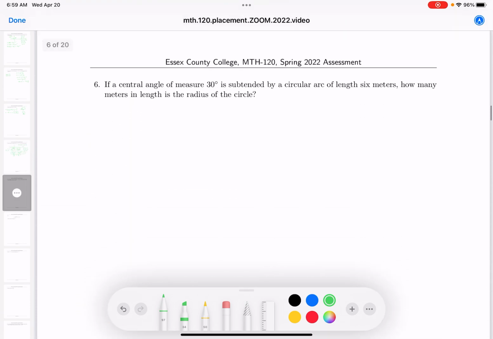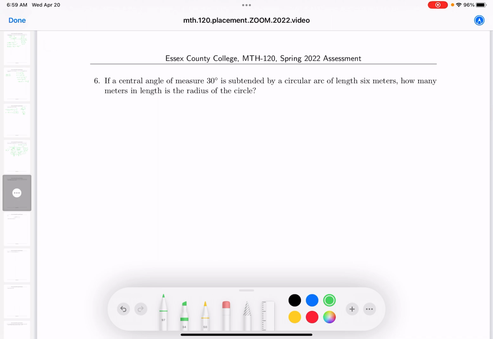Let's go to number 6. Number 6, again, really going back to the beginning of the semester, and this is a relationship: S equals R theta. Remember, theta needs to be in radian measure, and they said the central angle is 30 degrees. Let me write this down for you. That's pi over 180 to convert it to radians, and that's going to be pi over 6. So I know what the theta is, and this is the theta in the problem now.